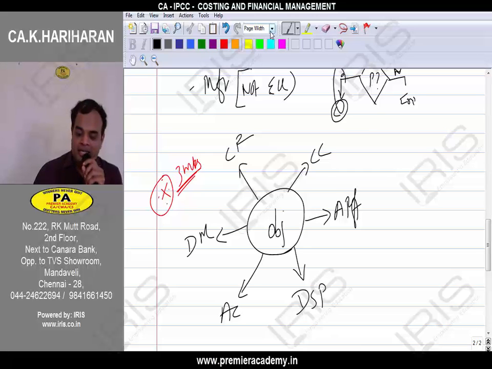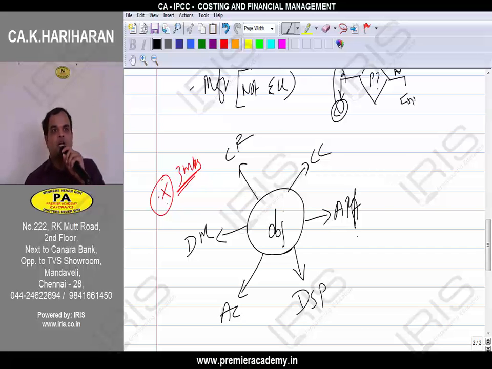First object, ascertainment of cost. Second one, determination of selling price. Third object, ascertainment of profit on each activity. Cost control, cost reduction and decision making purpose. These are all the objectives behind costing.